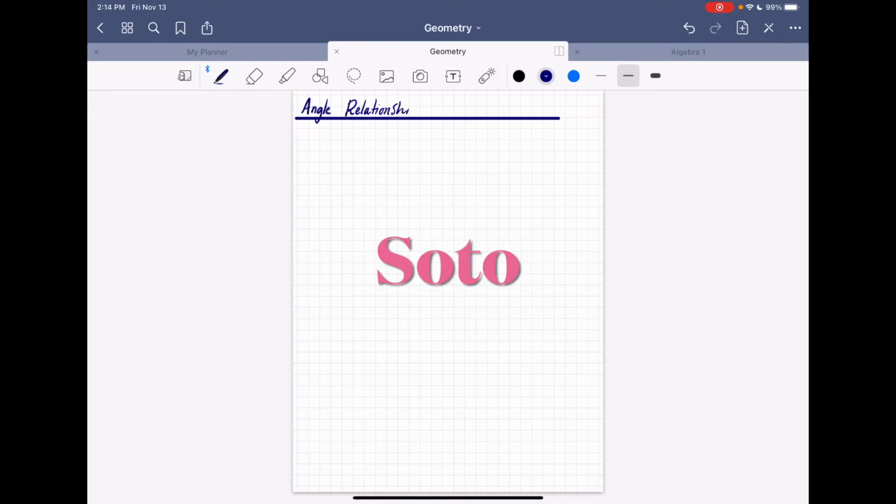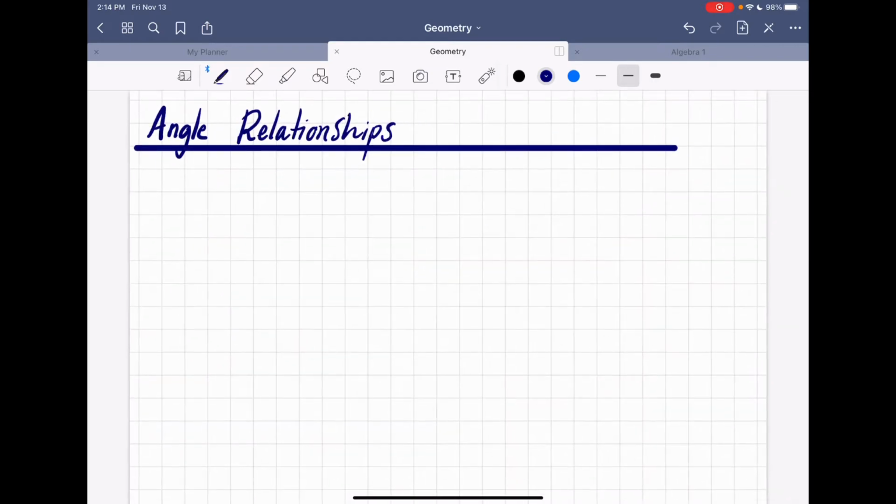Hello everyone. Today we're going to be looking at angle relationships. Okay, so we're going to have some vocabulary words and some examples to go with them. So let's go ahead and write our title.